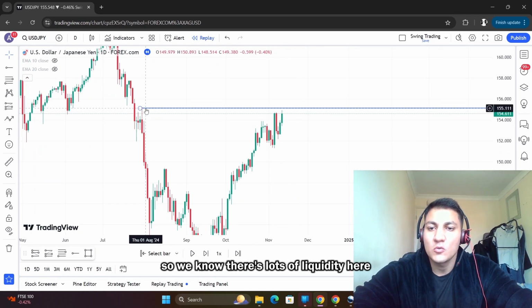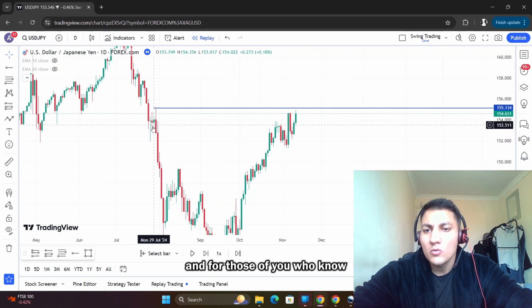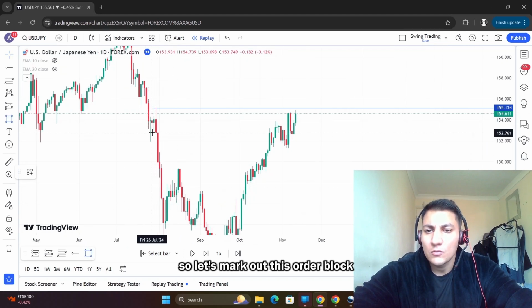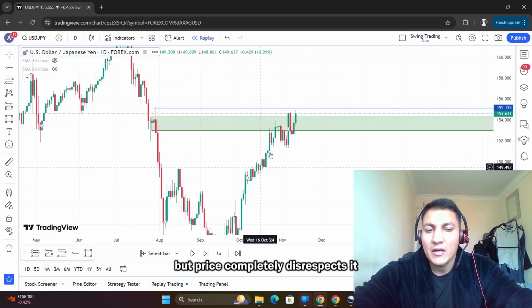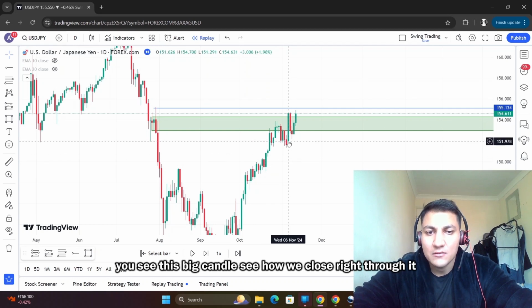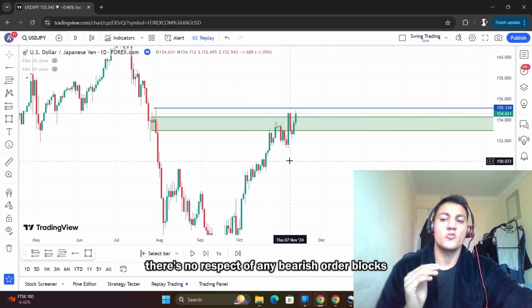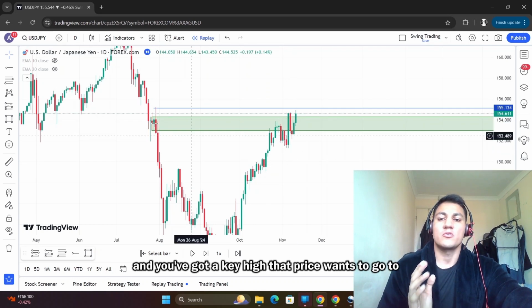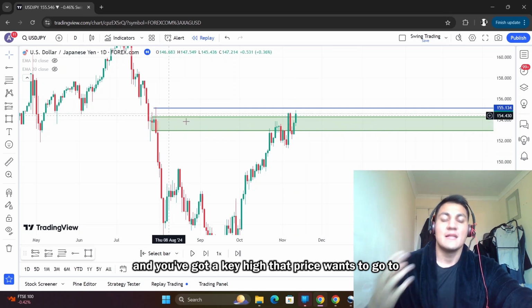So we know there's lots of liquidity here. And for those of you who know, there's an order block here too. So let's mark out this order block. There's an order block here, but price completely disrespects it. You see this big candle? See how we close right through it? So there's no respect of any bearish order blocks. And you've got a key high that price wants to go to. That tells us we're bullish.